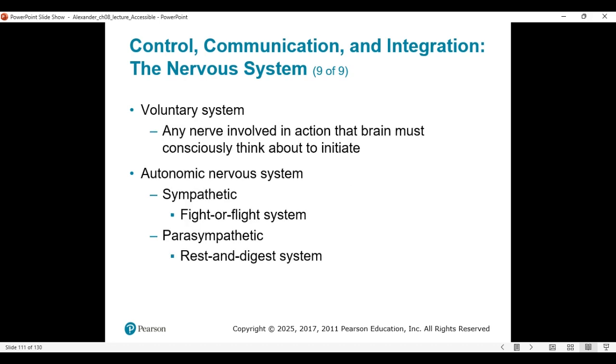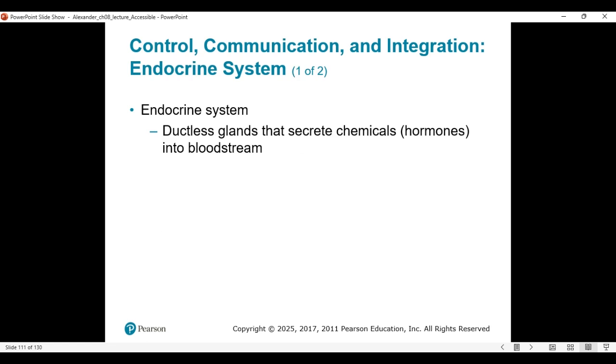Voluntary nervous system or somatic. Any nerves involved in action that the brain must constantly think about, right? Like movement. Autonomic nervous system, the sympathetic or the fight or flight, or the parasympathetic, which is the rest and digest. We'll talk more about that later. Moving on to the endocrine system.